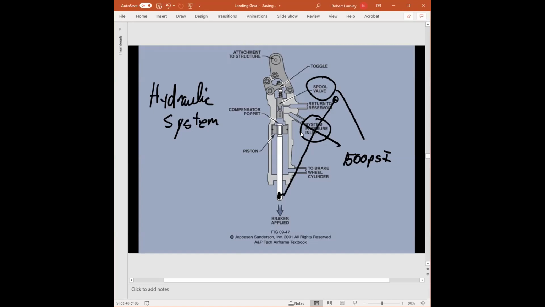Now, we have our compensator port. When the brakes are released, the fluid, I'll just call it brake fluid, can be vented through a small little hole in the spool valve and out to the return. So once again, the brake fluid is vented back to the reservoir so that pressure cannot build up due to thermal expansion that would cause the brakes to drag.